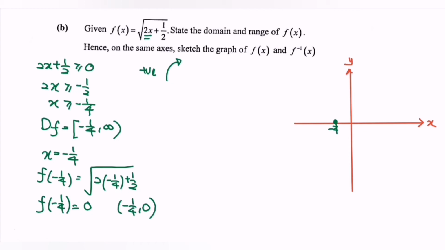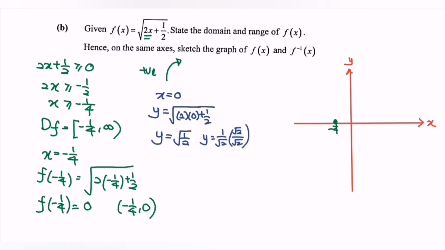So here we will have the y-intercept. In order to find the y-intercept, we have x equals 0. So y equals the square root of 2 multiplied with 0 plus 1 over 2. Finally, y equals the square root of 1 over 2. If we simplify, y equals 1 over square root of 2. Multiply with the conjugate, so y equals square root of 2 over 2. By referring to the calculator, the estimation is 0.71.